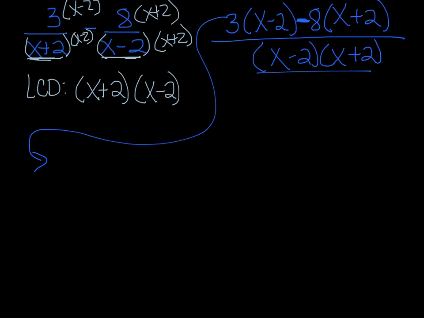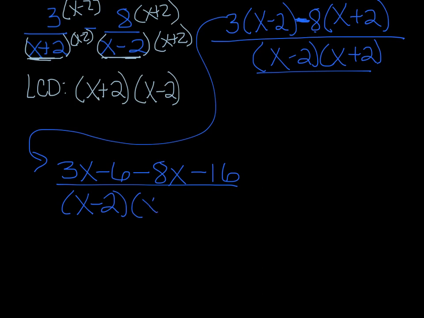So we've got to distribute the 3, and we have 3x minus 6. And then I'm going to distribute the negative 8, and I have minus 8x, and I have minus 16. Make sure you remember that's a negative 8 that's being distributed, all over the common denominator. And then last, we can combine like terms. We've got 3x and minus 8x gives you negative 5x. And we have minus 6 and minus 16 gives you negative 22. And then that's all over x minus 2 and x plus 2.